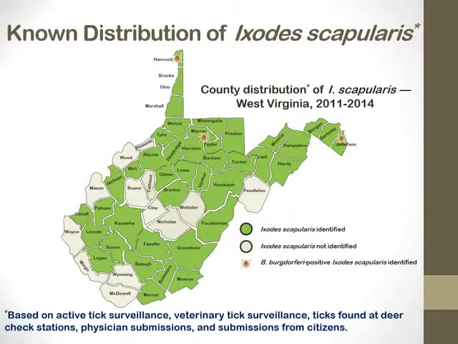Prior to the start of active tick surveillance by our state public health entomologists, little was known about the distribution of Ixodes scapularis and was based on anecdotal evidence. In 2011, Public Health began working with various partners, including veterinarians and the Division of Natural Resources, to better understand where Ixodes habitats are located across the state. From these efforts, Ixodes scapularis has now been identified in 42, or 73.6% of West Virginia's counties. Borrelia burgdorferi infected ticks have been identified in Hancock, Marion, and Jefferson counties.